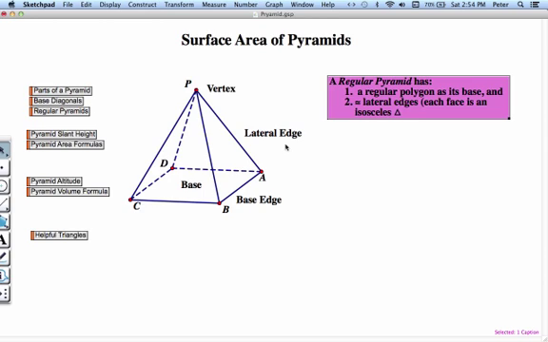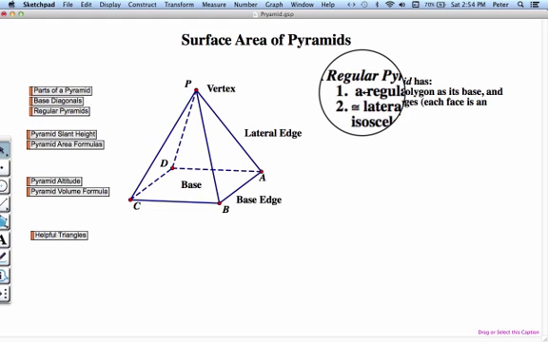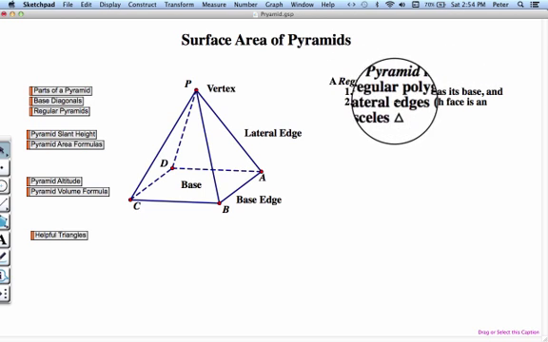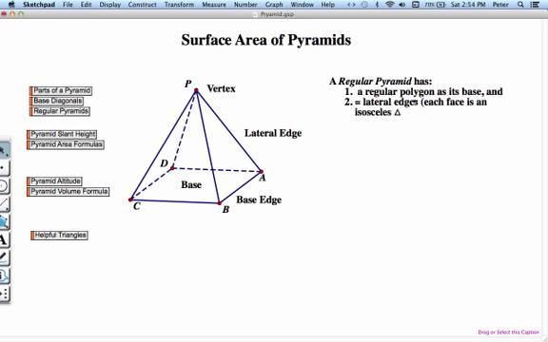Regular pyramids have a regular polygon as their base, which of course provides the name, and also all the faces are isosceles triangles, which means all the lateral edges are congruent. So a regular pyramid has a regular polygon as its base and congruent lateral edges. That's going to bring in the 1/2 apothem times perimeter formula for some of the different bases when we need to find the total area.